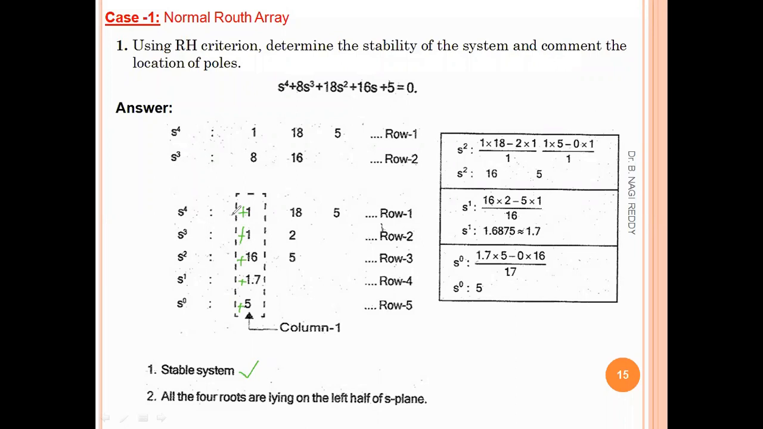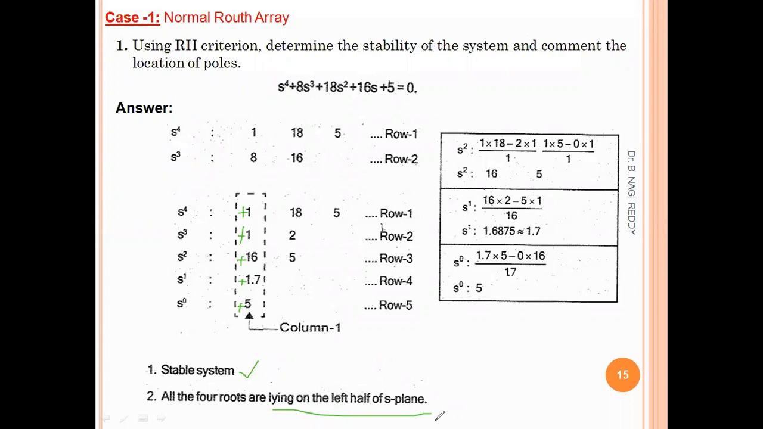So you have to write like that. There are no sign changes in the first column of Routh array. Therefore, the given system is a stable system. And we need to comment on the location of the poles also. Of course, here all the signs are positive. So there is no change in the sign. That means all the roots are lying on the left half of the s plane.